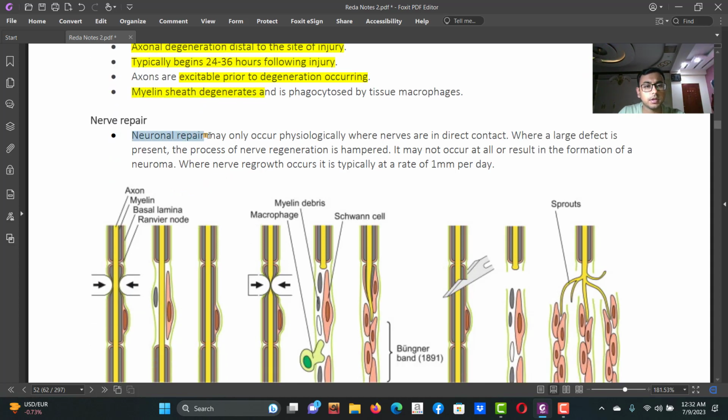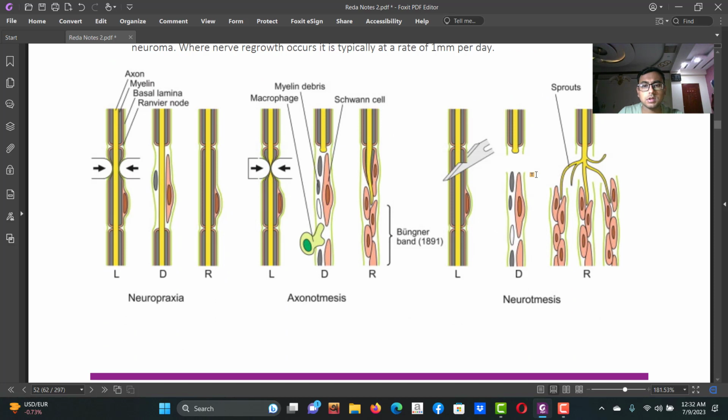Neuronal repair may only occur physiologically where nerves are in direct contact. Where a large defect is present, the process of nerve regeneration is hampered. Let me see the three things: neuropraxia, axonotmesis, and neurotmesis. Neurotmesis means a complete gap of the axons. There is no connection between the proximal and distal areas, due to a road traffic accident or a sharp cutting injury. So this can be regenerated like this.